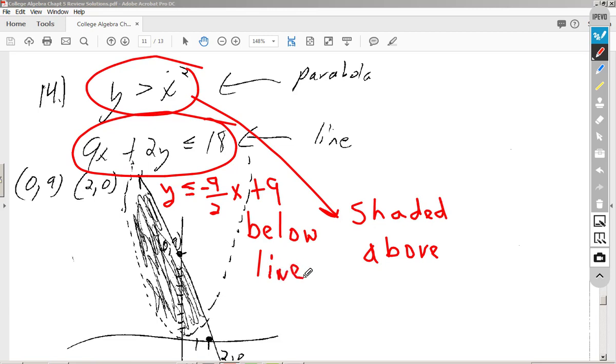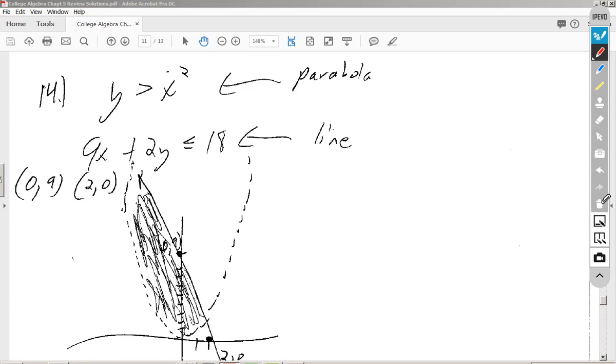So shaded above on my parabola, below my line, and so that just ends up being that area right in there. So that's what your graph would look like on number 14. You've got a dotted parabola, you've got a solid line, and shaded in between them.